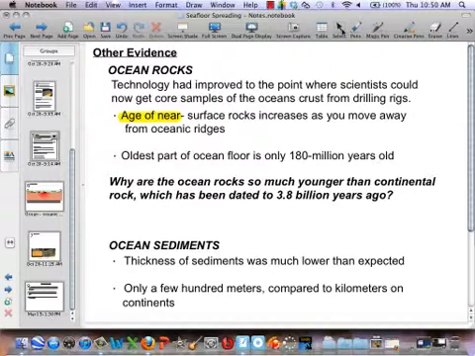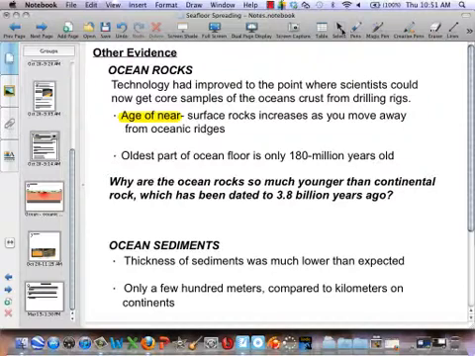And in fact, right now, our oldest ocean floor is only 180 million years old. Think about that for a minute. How old is the Earth? 4.5 billion. Yet the oldest ocean crust is how old? 180 million. That's a little interesting. I mean, that right there is just ridiculously young. That's not even a tenth of the age of the Earth.